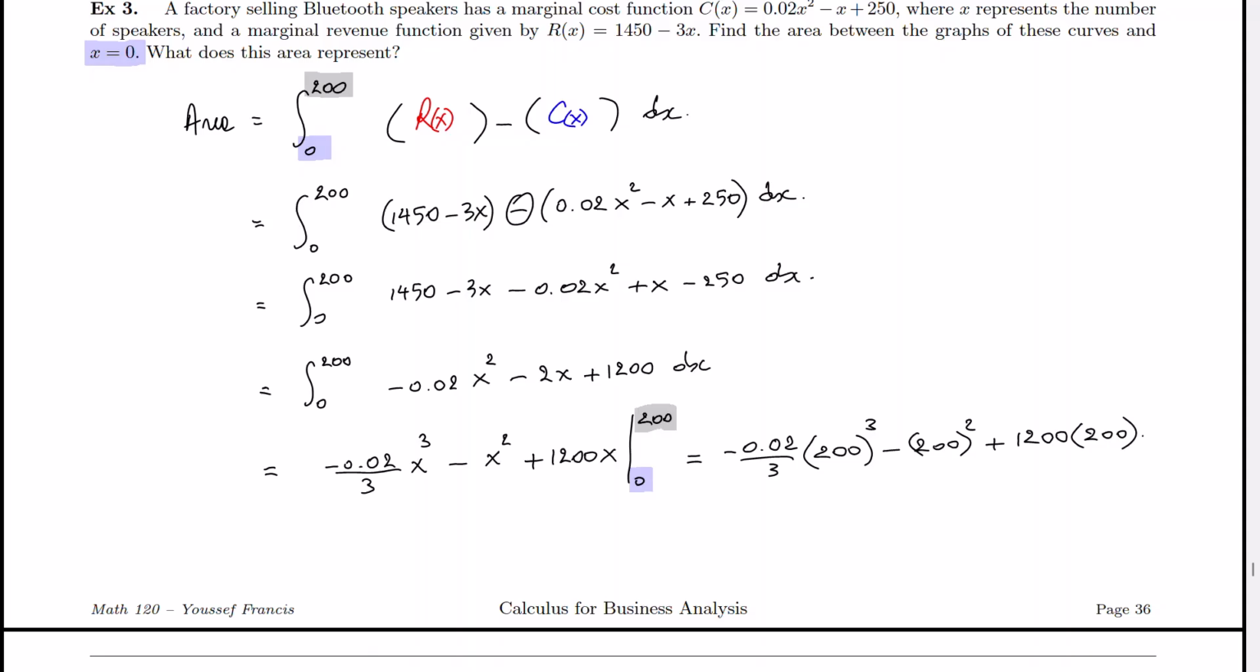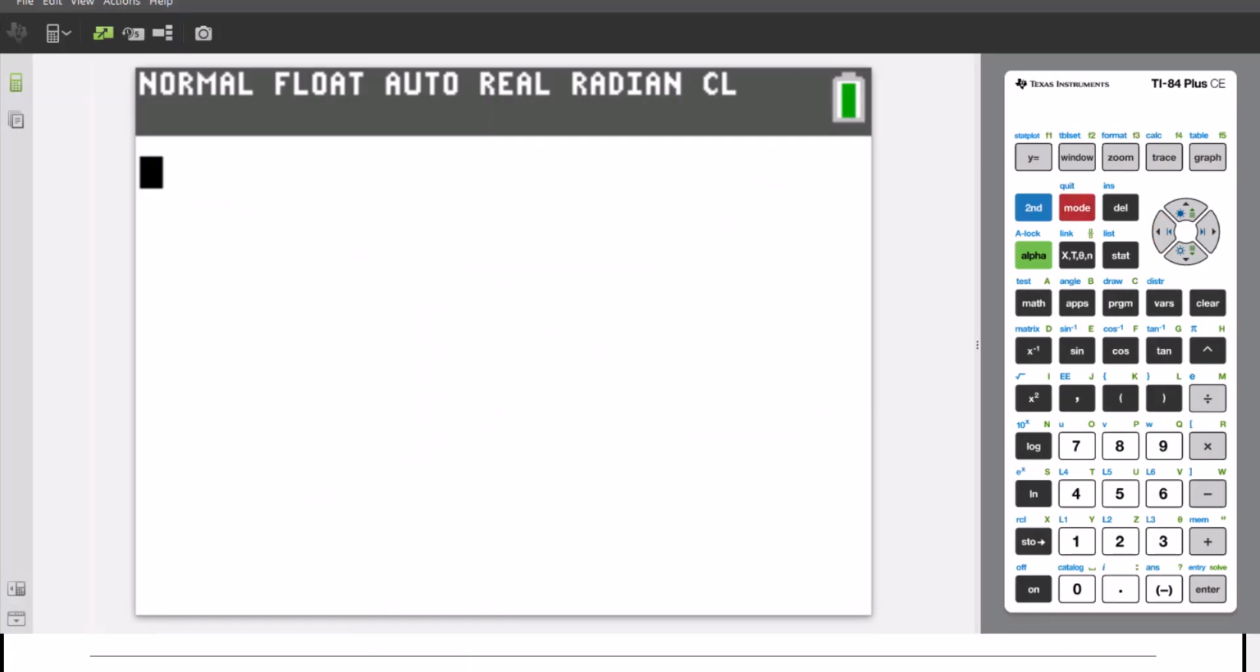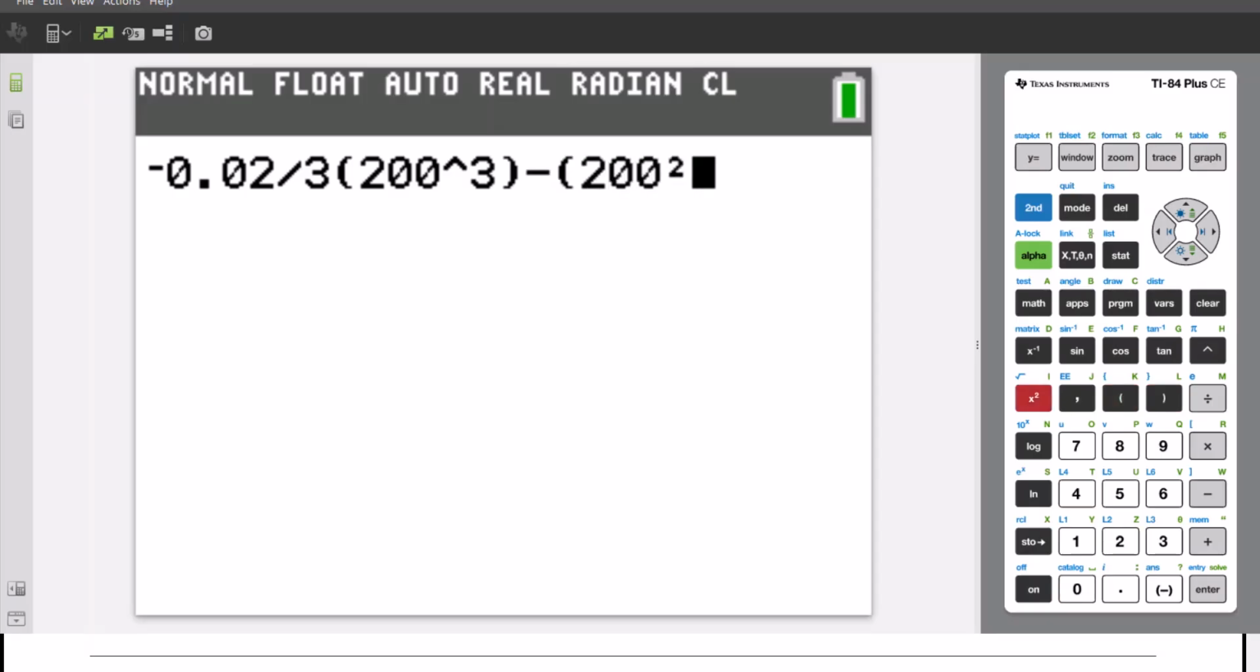To wrap things up, we'll just put this into a calculator and get the final answer. It's too tedious to try to calculate this by hand. So swapping over to our calculator, we'll just quit this graph, and I'll go ahead and type in the expression that I care about, which is negative 0.02 divided by 3 times 200 to the power of 3. There we go. And minus the next term was 200 squared. And finally, I had 1200 multiplied by 200.